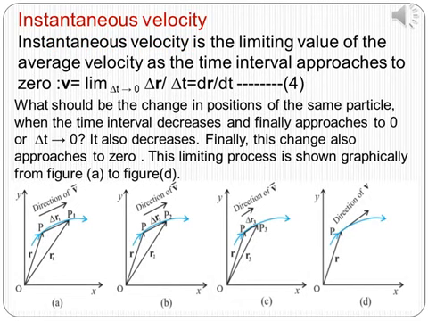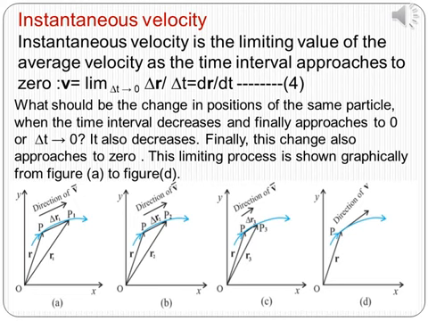Then, what should be the instantaneous velocity vector of the same particle, which is obtained by the limiting process of the average velocity of the particle as the time interval approaches 0? That is, it is the limiting value of the average velocity of the particle as the time interval tends to 0. It can be mathematically expressed as the instantaneous velocity vector v is equal to limit delta t tends to 0 of delta r by delta t, which is equal to dr by dt, which is expression 4. It is also read as rate of change of the displacement.